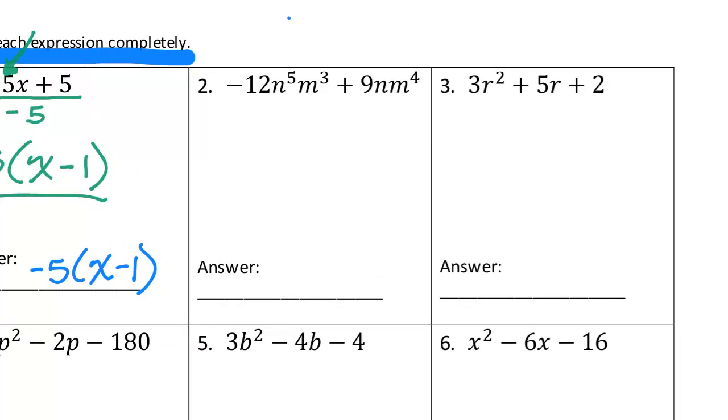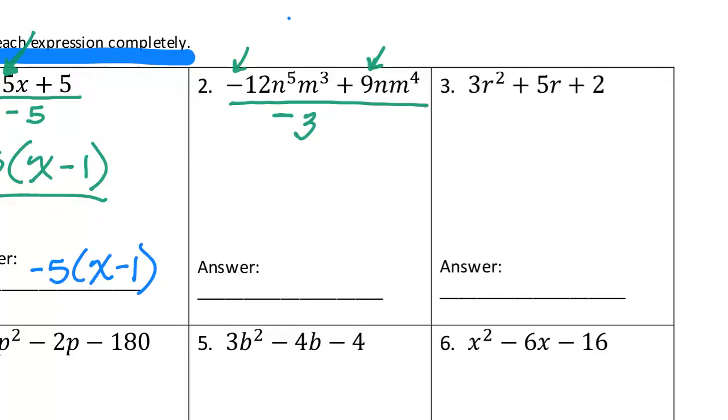Negative 12n to the 5th m to the 3rd plus 9n m to the 4th. Check for a GCF first. What do you notice that might give some of you some trouble? What do I need to pay attention to? There's a negative here, right? So first, you have to factor out a negative. So 12 and 9. 9 is your smallest coefficient. Is 9 a factor of 12? No. What is the next largest factor of 9? 3. Is 3 a factor of 12? Yes. So 3 is what we're going to be factoring.